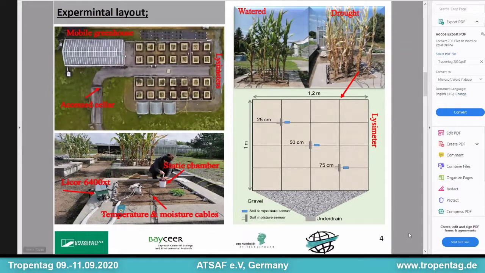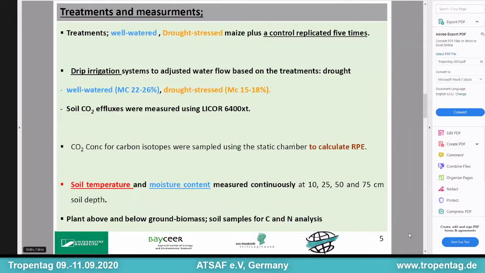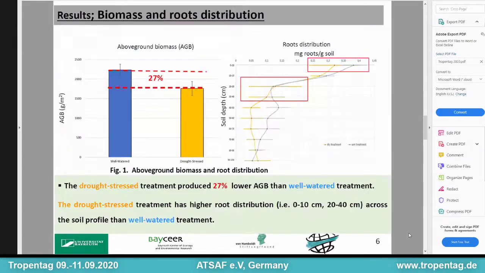And here in this picture, we are showing that we are using the LICOR for the carbon dioxide emission, and then the syringe method to take the gas sample for isotopes. And these are the cables for these sensors. So the treatments are mainly well-watered, drought-stressed, and unplanted control, with 5 replicates. The system is equipped with drip irrigation to adjust the well-watered and drought stress. And at the end of the season, the soil and the plants were sampled for lab analysis.